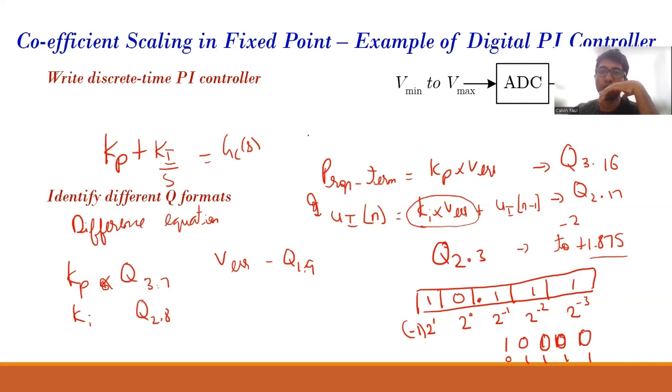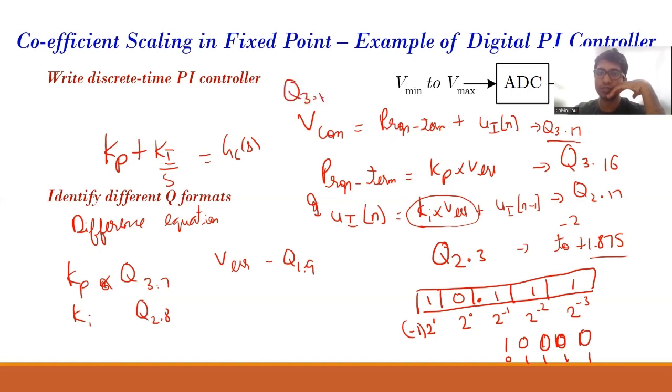Now the overall output, the VCon, will be equal to the proportional term plus the integral term. So I need to make them of the same format. I have to make this effectively Q3.17. For the proportional term, I will pad a 0 at the LSB, and for the integral term, I will just sign extend the bit, so that both will be of the form Q3.17. Once both are of the form Q3.17, I add them together, and I get VCon, which is of the format Q3.17.